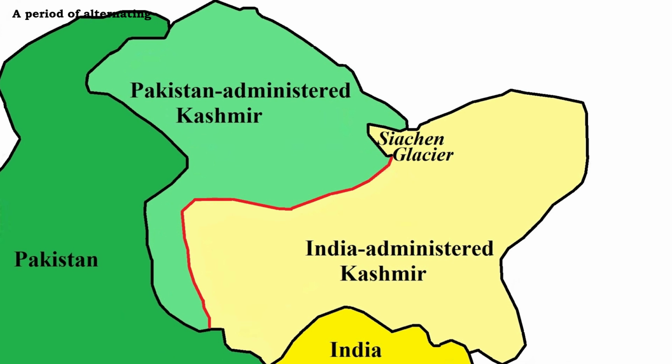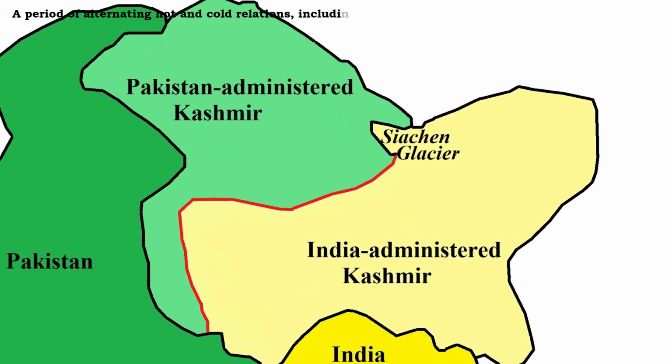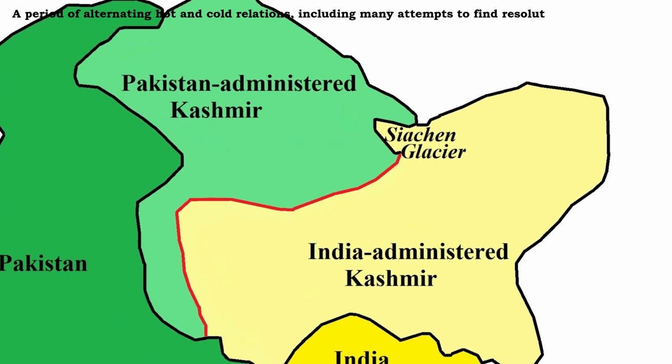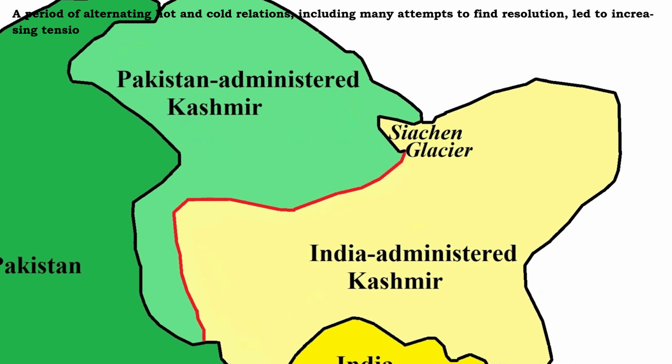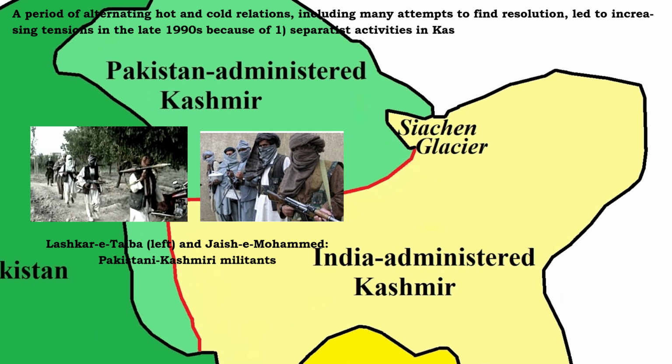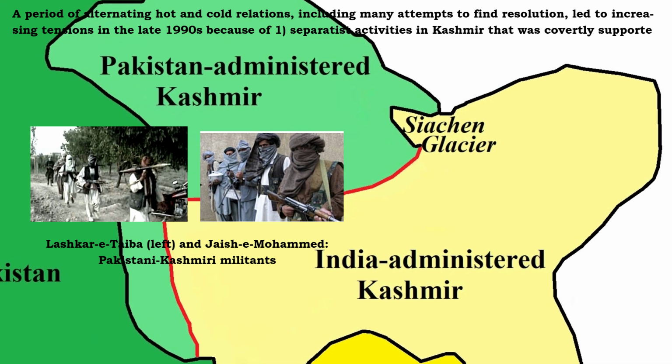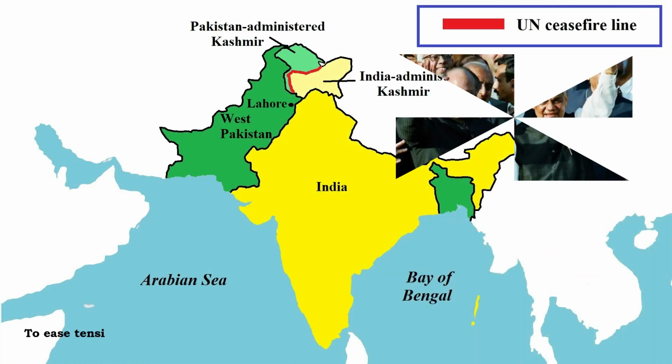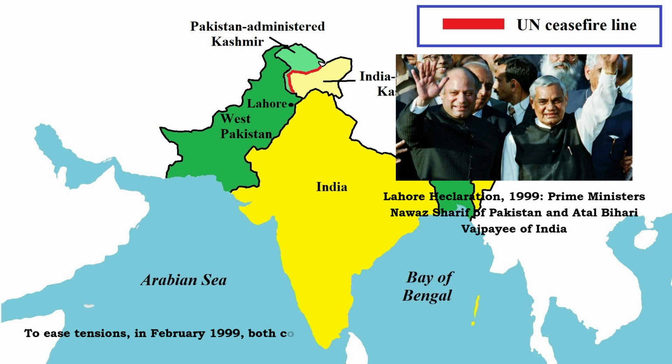A period of alternating hot and cold relations, including many attempts to find resolution, led to increasing tensions in the late 1990s because of: one, separatist activities in Kashmir that were covertly supported by Pakistan, and two, both countries carrying out nuclear tests in 1998. To ease tensions, in February 1999, both countries signed the Lahore Declaration aimed at resolving the Kashmir conflict.